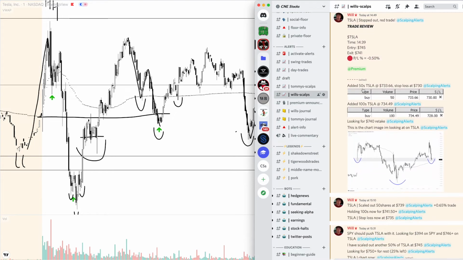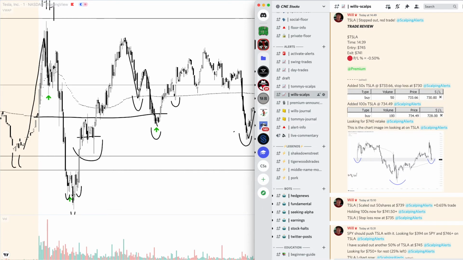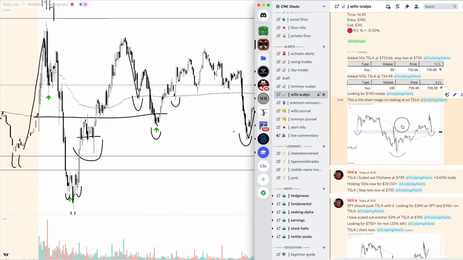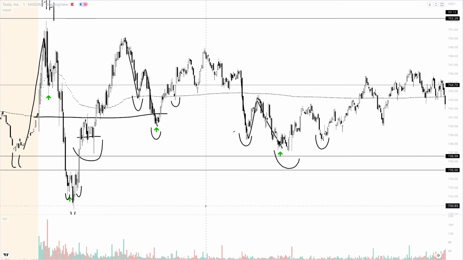Next one was Tesla. I added 50 shares, and then I actually added another 100 shares of Tesla at, and these are my fills, so 733.66 and then 734.49. This is basically on this head and shoulder pattern. And as you can see, that other one was a minute after, so I got filled just a minute after them 100 shares. I was highlighting this pattern here. It's a head and shoulders pattern on the 1 hour time frame.